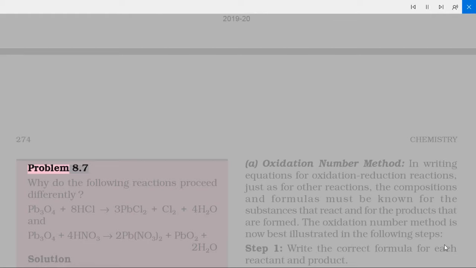Chemistry Problem 8.7: Why do the following reactions proceed differently? Pb3O4 + 8HCl → 3PbCl2 + Cl2 + 4H2O, and Pb3O4 + 4HNO3 → 2Pb(NO3)2 + PbO2 + 2H2O. Solution.